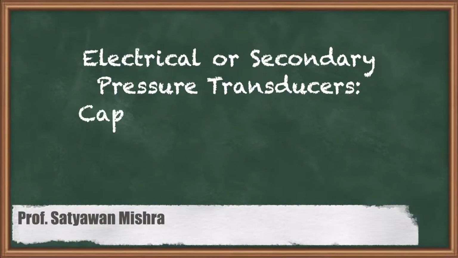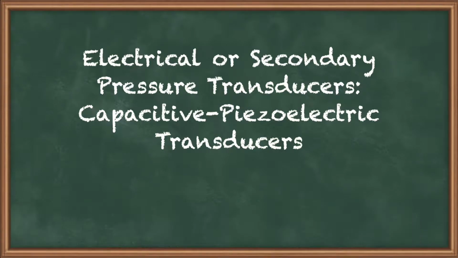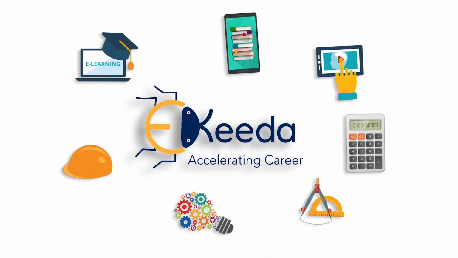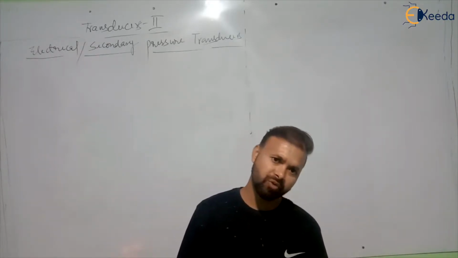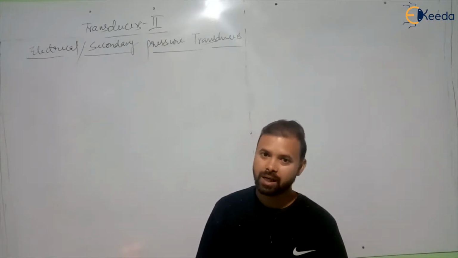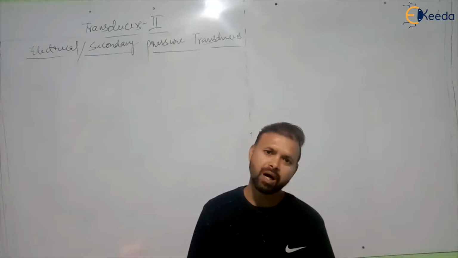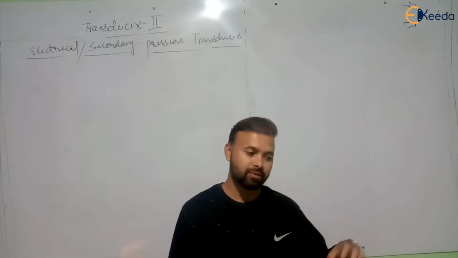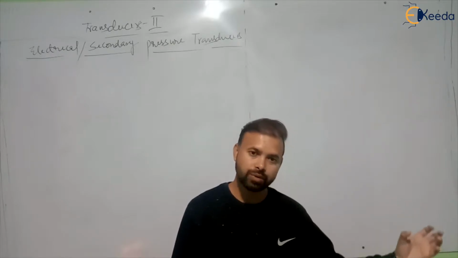Hello friends, in this lecture we are going to talk about electrical or secondary pressure transducers. All the elastic type of pressure transducers, for example Bourdon tube, diaphragm, capsule, bellows, etc., are known as primary transducers. Primary transducers are the transducers which are directly connected to the process where the process is going on.